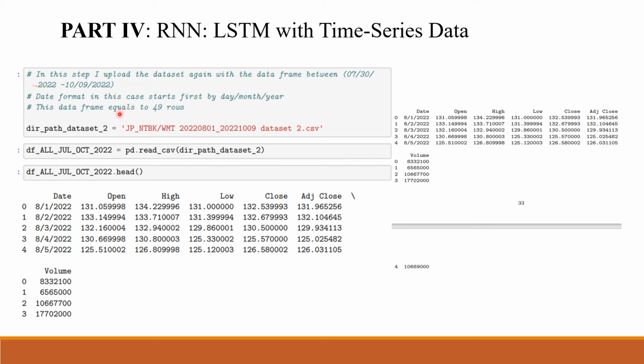So the next step, I uploaded the dataset again with the data frame as I had specified between this time period that shows for the next 49 days, and this is the new dataset. And then just visualized the first few values of how it looks, and then I'm still going to just deal with one attribute, and that's the close attribute.